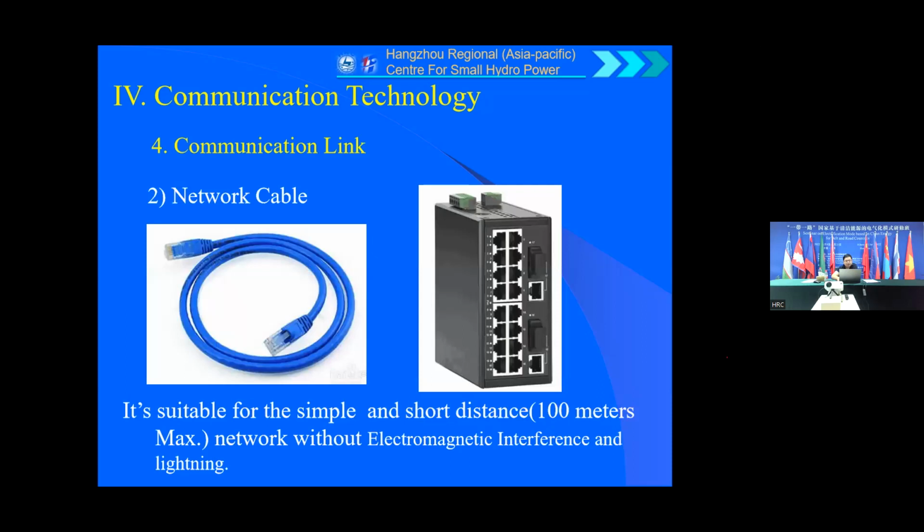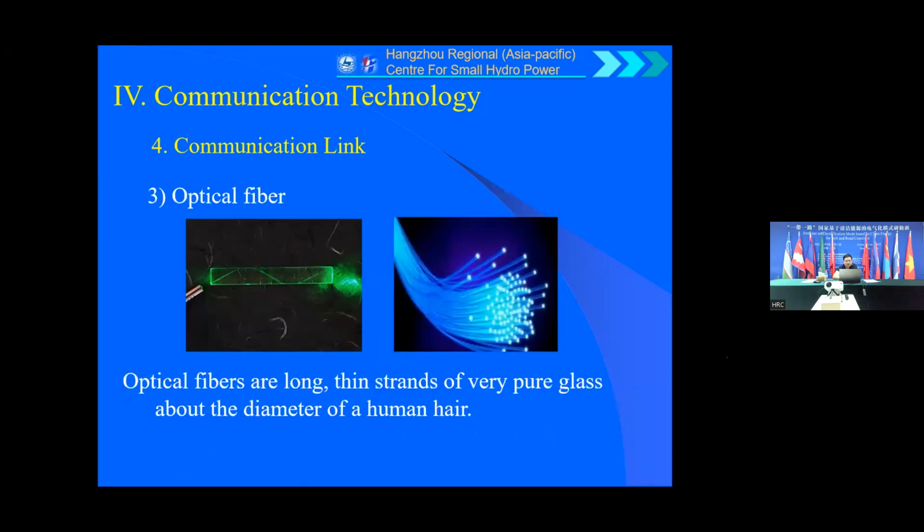And also, we use the network cable to communicate. It's suitable for a simple and short distance network without electromagnetic interference and lightning. We need to pay attention that the distance for the network cable is only 100 meters maximum. If the distance between the switch and the device Ethernet port is more than 100 meters, we cannot use the network cable. In that case we need to use the optic fiber.